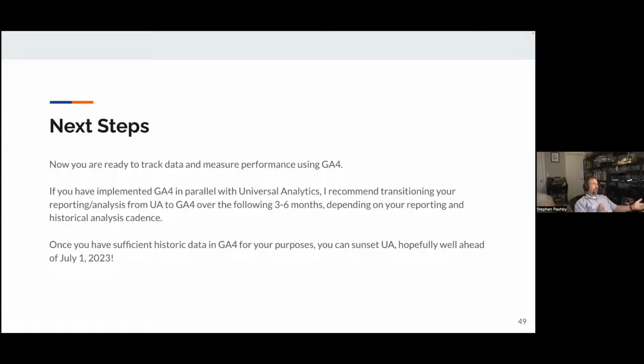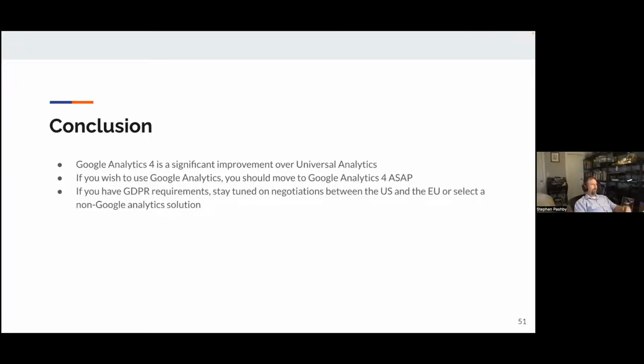You can implement GA4 in parallel with Universal Analytics. It's kind of neat in that since they're different tracking codes, they don't interfere with each other. If you were to implement two Universal Analytics tracking codes at once, you would get weird results. Don't do that. But GA4 and Universal Analytics will play nice together in parallel. I'm recommending folks do 3 to 6 months before they turn off Universal Analytics unless they've got GDPR stuff. And then once you've got your historic data in place, you can sunset UA, hopefully well ahead of July 1, 2023.